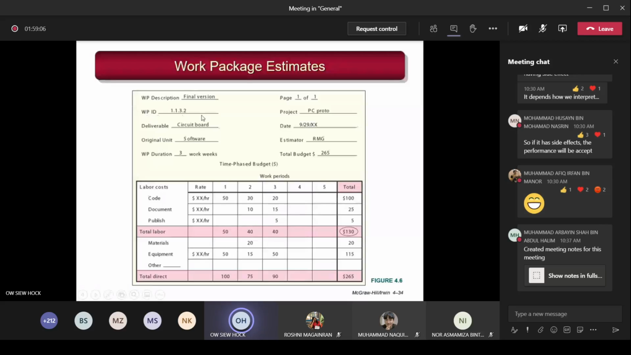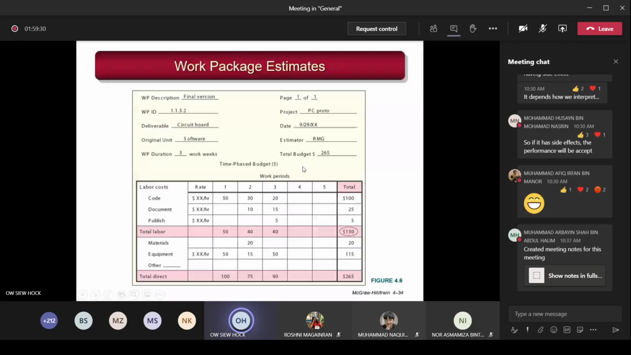What is the work package ID? What's the numbering? Remember the lowest level, let's say it's 1132. Then what is the deliverable from this work package? The circuit board. And this originating unit comes from which department of the company? The software department. Then this is the duration, in weeks. How many work weeks you are going to allocate to this work package, so that the person who owns this must finish within these 3 work weeks.